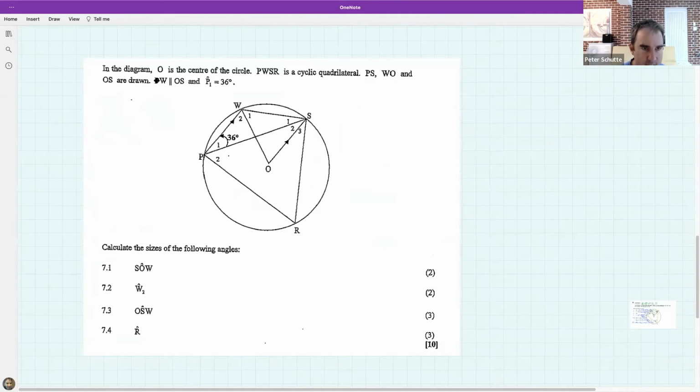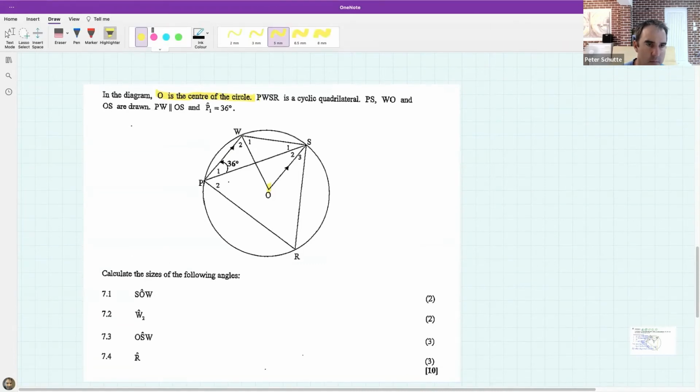So in the diagram, O is the center of the circle. You can see there is over there. PWSR is a cyclic quadrilateral, which is useful. PS, SW, and OS are drawn, but in addition to that, we also know that angle P1 is 36, and we also know there's parallel lines, PW parallel to OS. Now, parallel lines have their own relationships that we need to think about.